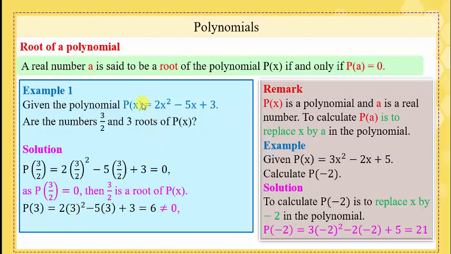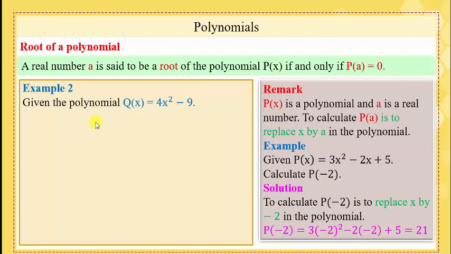P of 3, we replace x by 3, so we get 2 into 3 squared minus 5 into 3 plus 3. We calculate it, the answer is 6, which is different from 0. As p of 3 is different from 0, then 3 is not a root of p in x.